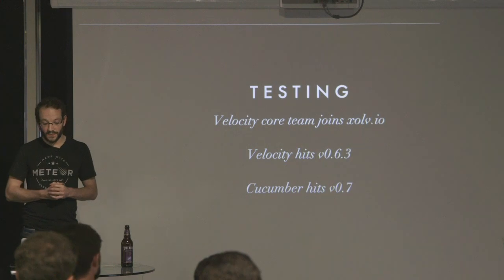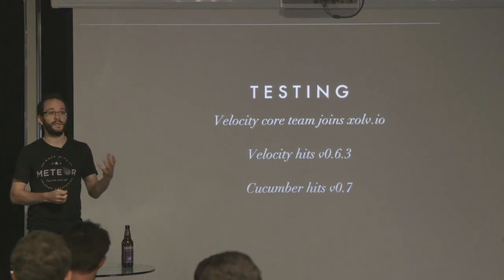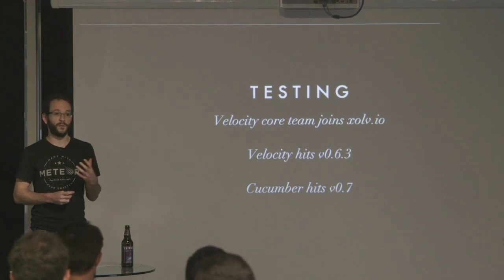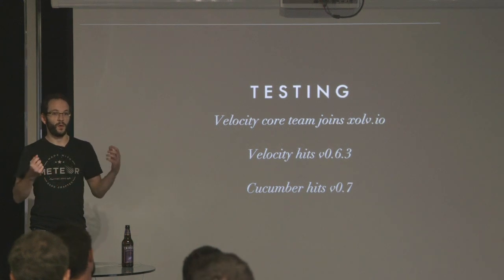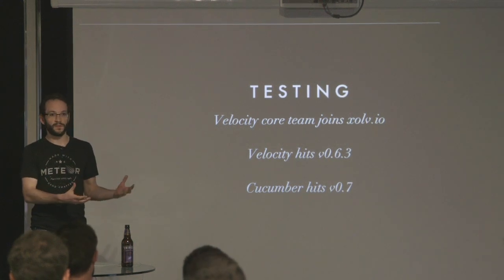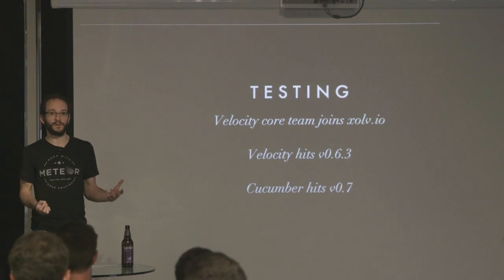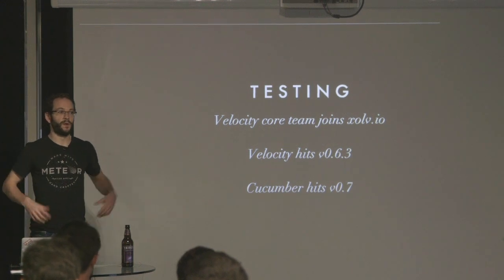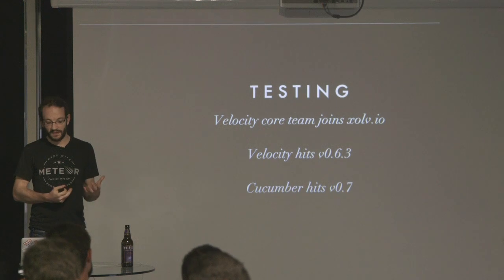Testing. The Velocity core team, Velocity being Meteor's testing framework, have joined together as a commercial organisation, which are also, from an open source perspective, supporting Velocity. I think this has got to be good news, because if those guys are working together all the time, then the combined support is going to be better for Velocity, which itself has hit version 0.6.3.